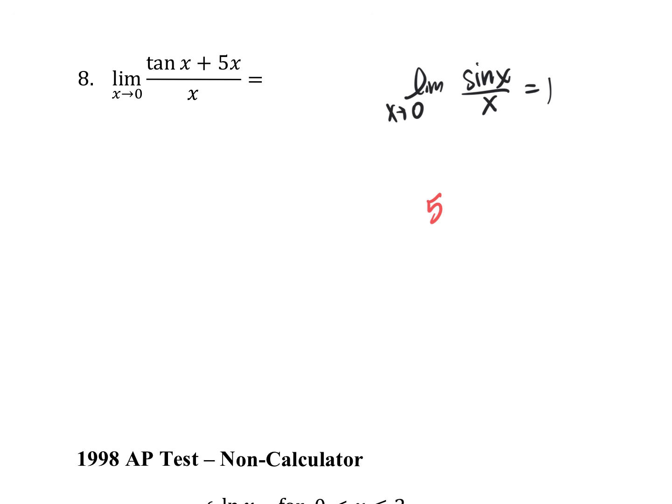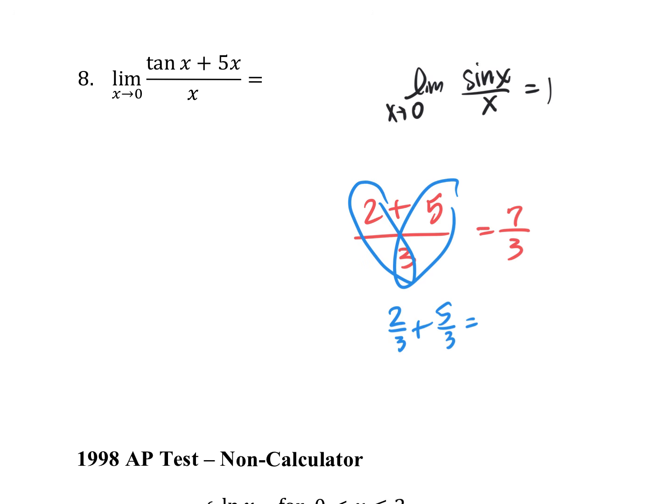What if I say 2 plus 5 over 3? What would that be? 7 over 3, I just heard, right? Is that the same as 2/3 plus 5/3? Is that still 7/3? Yeah. So those are two different things. So could I say this here? Am I allowed to break that up?